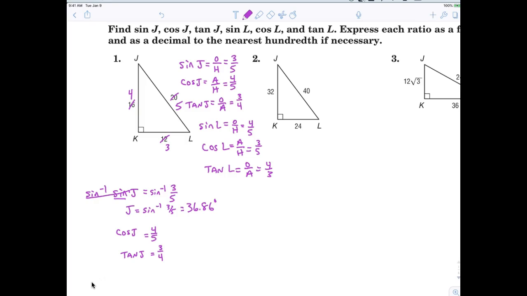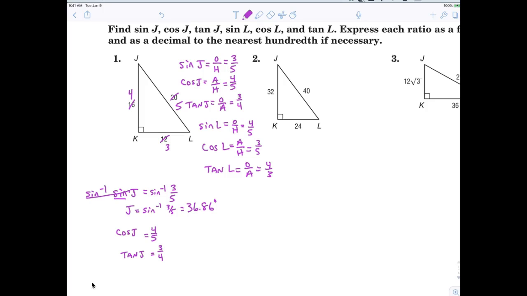The calculator has in its program every single possible angle there is from 0 to 180, and it can tell you exactly what angle is created by that ratio. Does everybody understand what I'm saying? So I know now J is 36.86. All right?